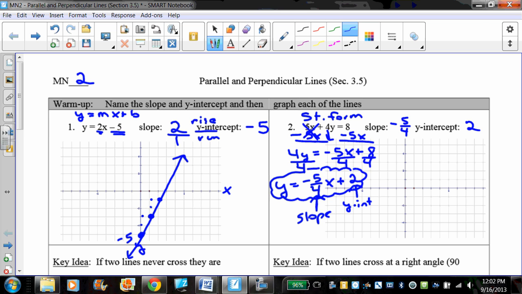So I'm going to start, and I'm going to change colors just so I don't have to erase any of my purple or bluish work right there. I'm going to switch to green so you can see my actual graph. My y-intercept is always the starting point, and my y-intercept is 2, which is right here.